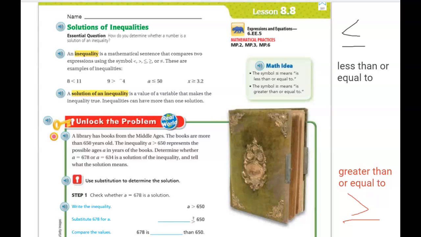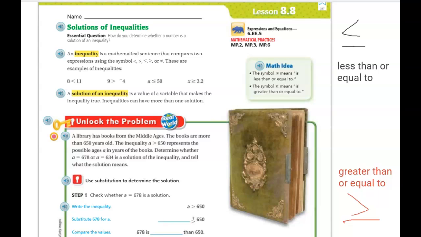Lesson 8.8, Solutions of Inequalities. As we go through this lesson, a lot of it's going to seem very logical to you. Great. Essential question: how do you determine whether a number is a solution of an inequality?